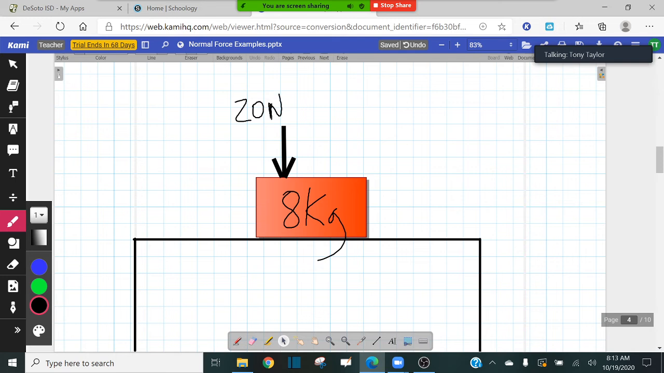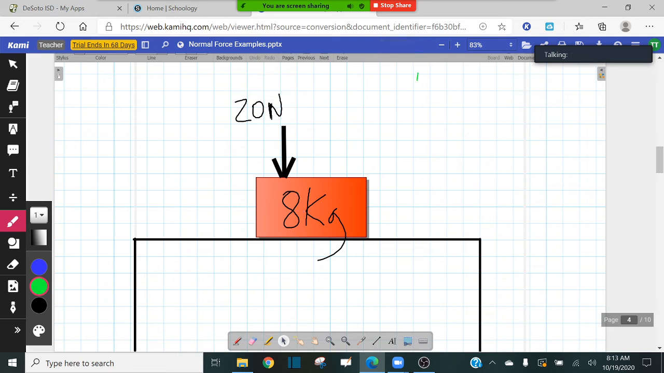So I'm pushing down with a 20 newton force, and it's an 8-kilogram block. So the question is, what is the magnitude of the other forces involved on this block here? Obviously we know there's other forces involved. In addition to someone pushing down on the block, there's obviously gravity pulling the block down. But notice it's in contact with the surface of the table. That means the table itself must be pushing up on the block.